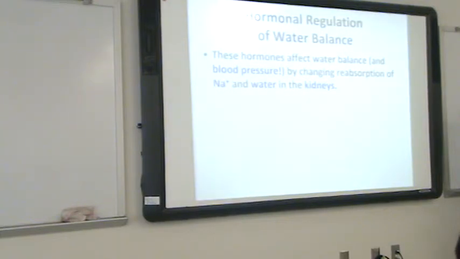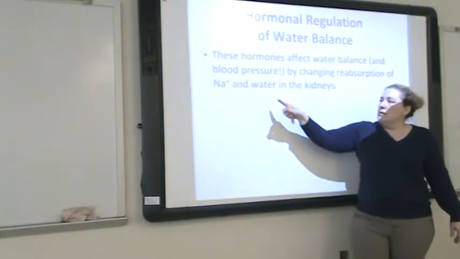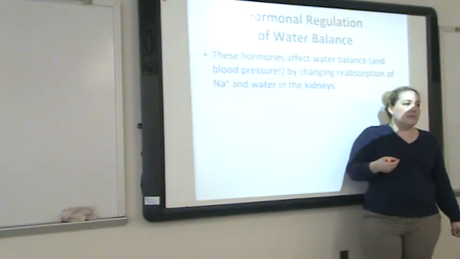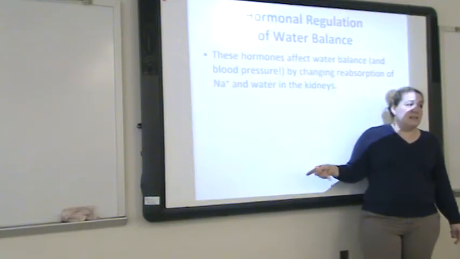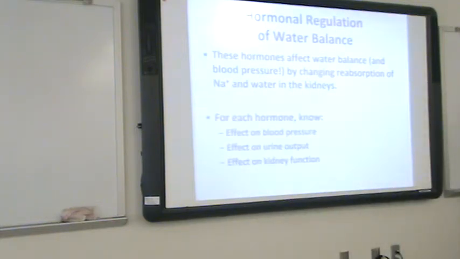They're all affecting blood pressure because they're changing how much sodium and water our kidneys are reabsorbing out of the filtrate. So all of these affect fluid balance, all of them affect blood pressure, and I'm going to want you to know for each one of these three, what does that hormone do to blood pressure? Raise it or lower it? What does it do to urine output? Do you urinate more or do you urinate less?